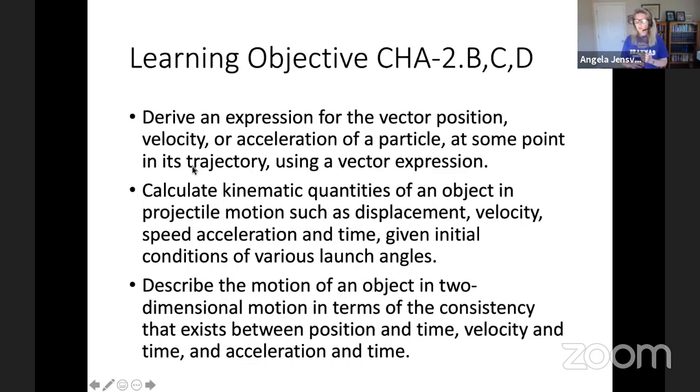Okay, so today we are going to look at learning objectives B, C, and D. These are learning objectives in the course and exam description. They are: derive an expression for the vector position, velocity, or acceleration. So if we go back to the one we just did, remember we were just doing magnitude, but if we convert it into a vector, the velocity would be v0 cosine theta i, and the acceleration would be negative g j, okay? Just to give you an idea of what the vector velocity and vector acceleration would be.